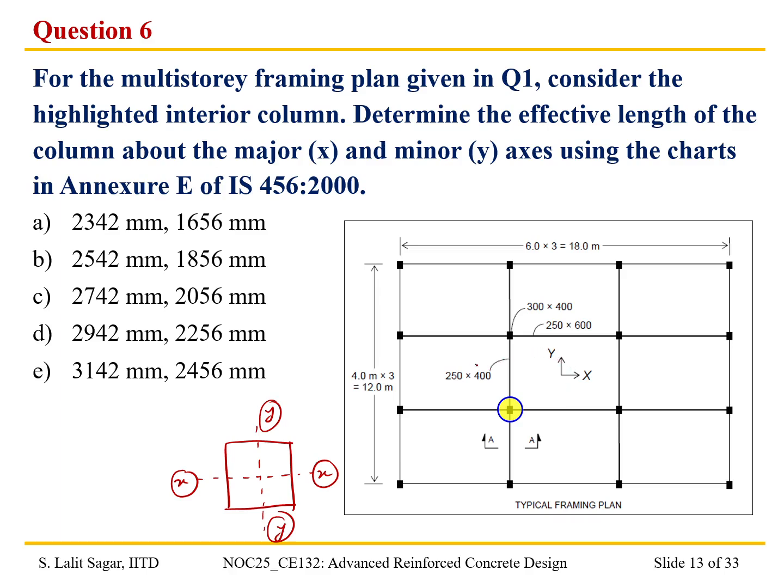We need to determine the effective length of the column. How do we determine it? The effective length is given by the unsupported length multiplied by the k factor. That k factor we can obtain using IS 456.